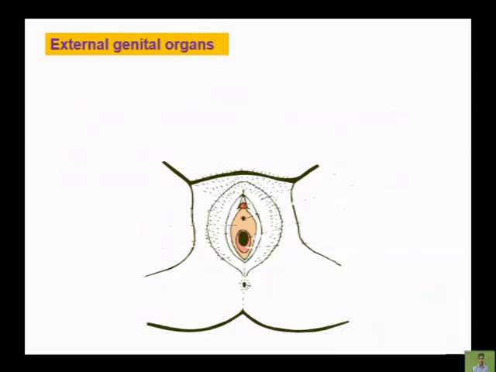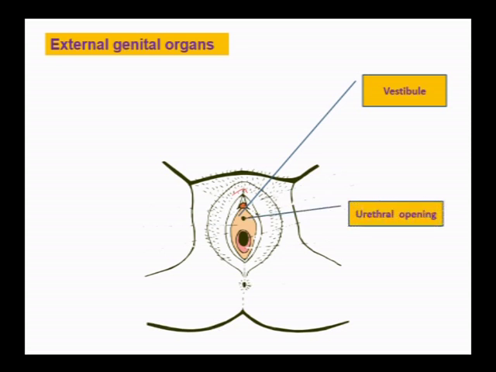External genital organs. External genitalia of the female reproductive system includes the vagina. It is associated with a slit-like opening in the center. This is known as the vestibule, having two openings: one is called the urethral opening and the other is called the vaginal opening.